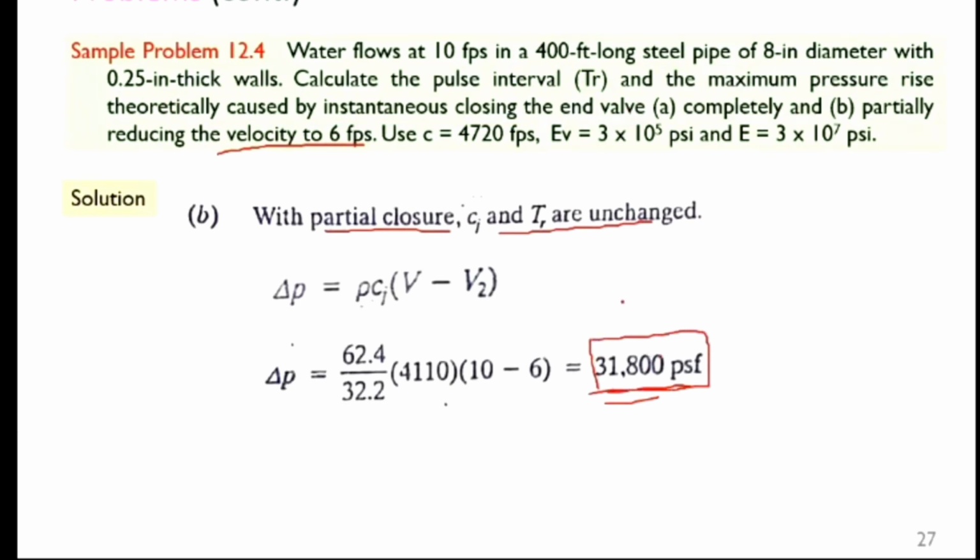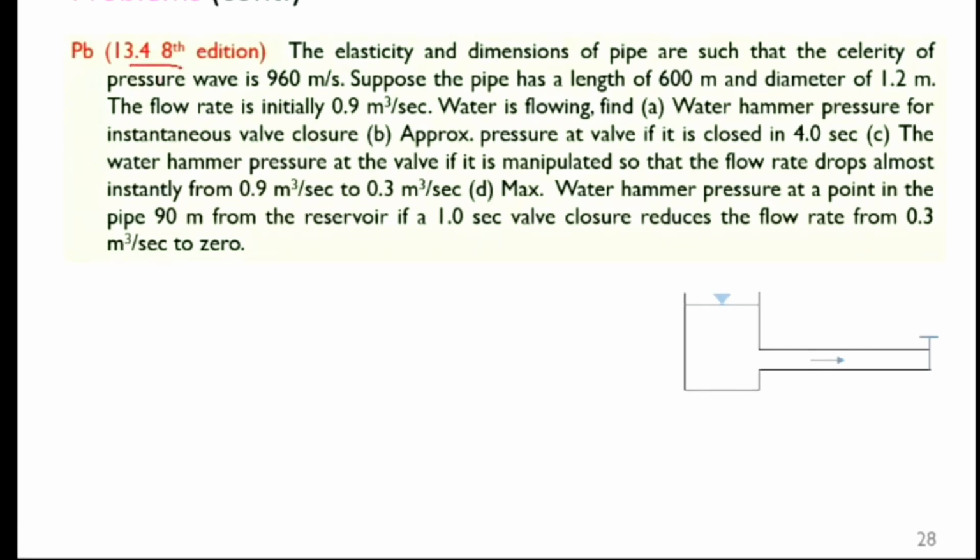This is a problem from the edition of the textbook. The elasticity and dimensions of the pipe are such that the celerity of the pressure wave is this. Now Cj is given. Suppose the pipe has a length of 600 m and a diameter of 1.2 m. The flow rate is initially 0.9 cubic meters per second, that is the discharge of water flowing. Find the water hammer pressure for instantaneous valve closure. So now we need to calculate for instantaneous closure, time T equal to zero.